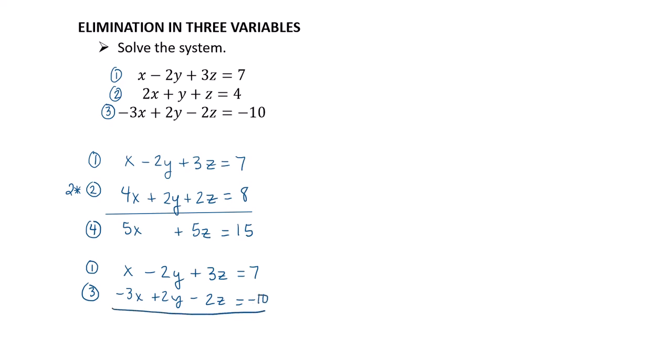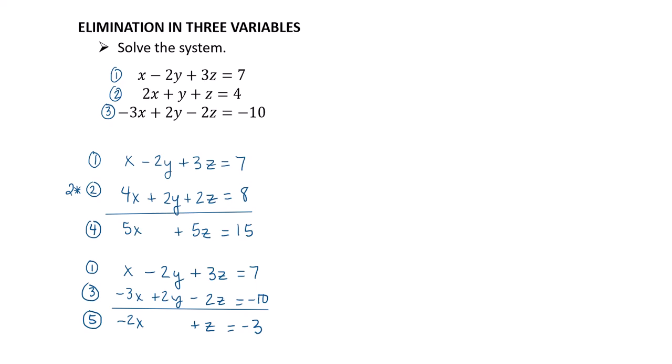And then go ahead and add. I'll have a negative 2x, my y's cancel out, plus z equals negative 3. And this I will call equation 5. Now what we want to do is take equation 4 and 5 and pit them against each other so that I can eliminate either x or z.